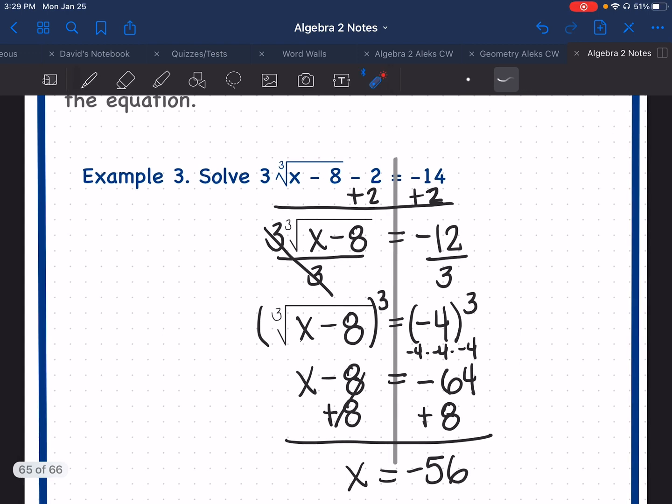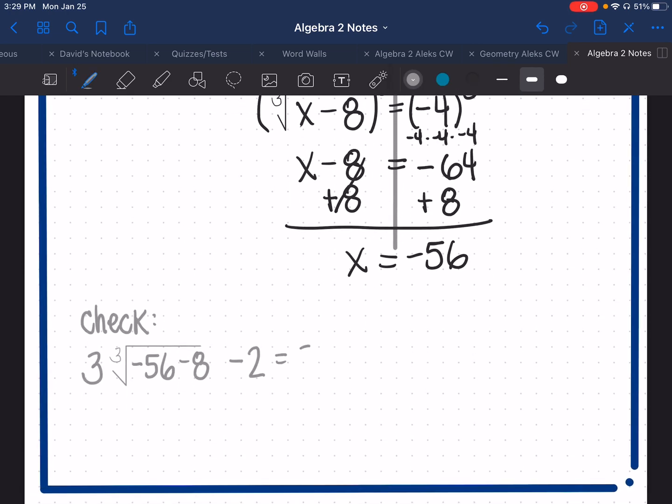Okay, I'm plugging in for this side, and I'm looking to see, do I get negative 14? 3 stays in the front, my cubic root, negative 56 minus 8 is negative 64. And of course I have minus 2 out here. The cubic root of negative 64 is negative 4. I could put that in my calculator.